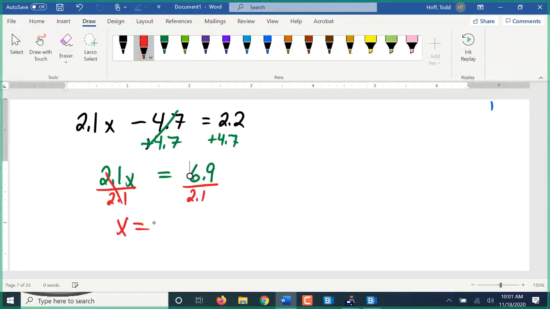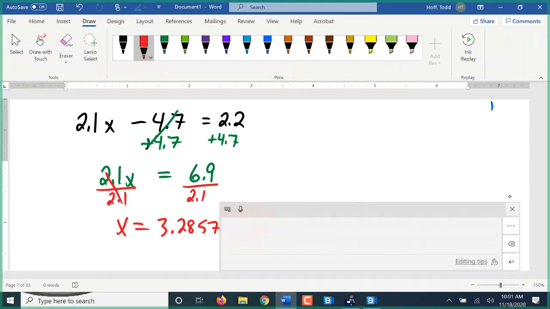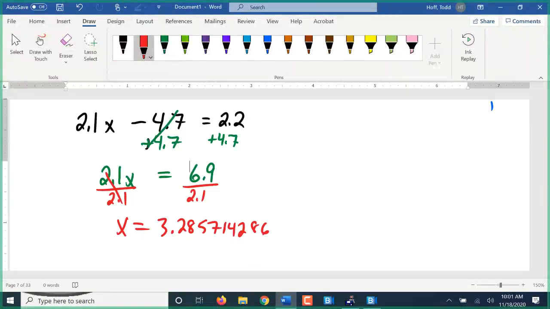We get x equals, what is that? 3.285714286 approximately. Well, that's an ugly decimal, and actually it keeps going forever and ever. It's a repeating decimal. I just rounded it off after 9 decimal places there.